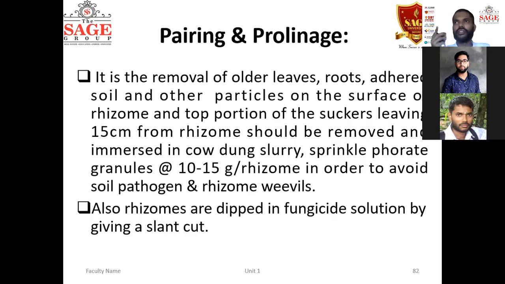Okay, somewhere traditional practices, giving the cow dung slurry. So dip your planting material or these banana rhizomes in cow dung slurry, then you can do sun drying for 2 to 3 days in good sun, and after proper drying, you can use those suckers or rhizomes for further planting.